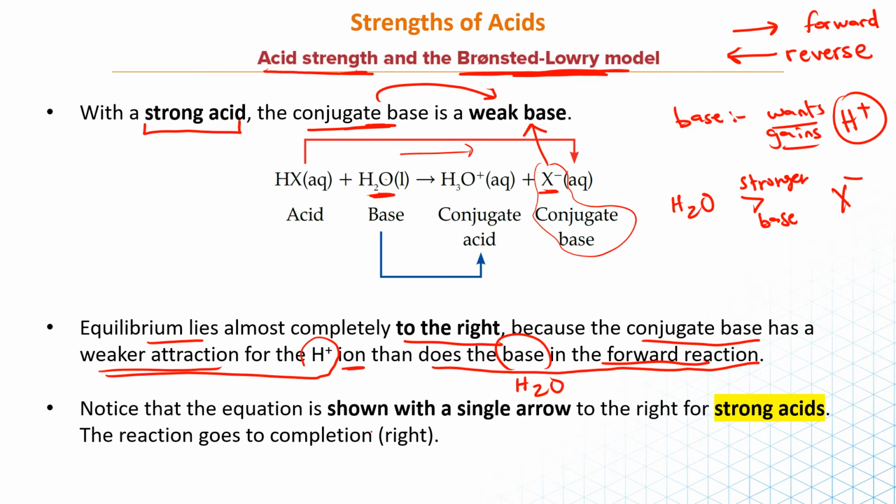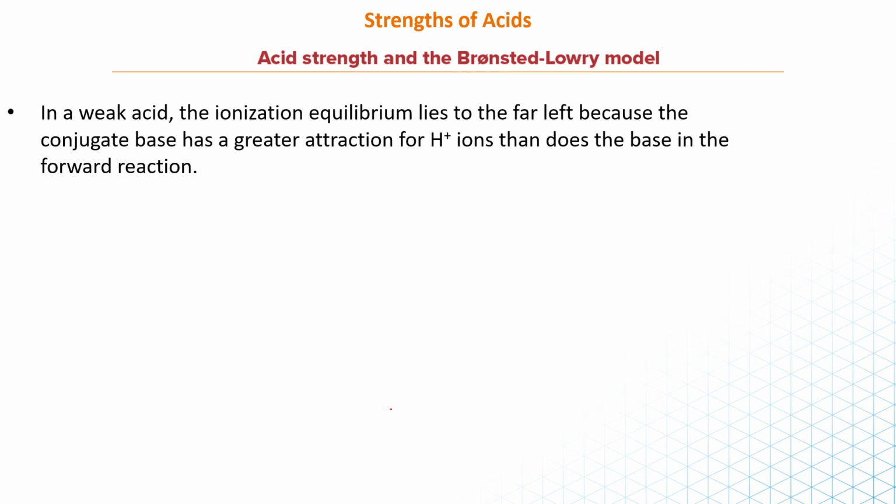Notice that the equation here is shown with a single arrow. So this is very important. If you see a single arrow, يعني سهم واحد, that means the acid is a strong acid, and the reaction goes to completion to the right. Okay? Now, in a weak acid, the ionization equilibrium lies to the far left. يعني إذا عندي reverse reaction, الإكوليبريم يكون اتجاه بجهة اليسار أكبر من جهة اليمين. Because the conjugate base has a greater attraction for H plus than does the base in the forward reaction.